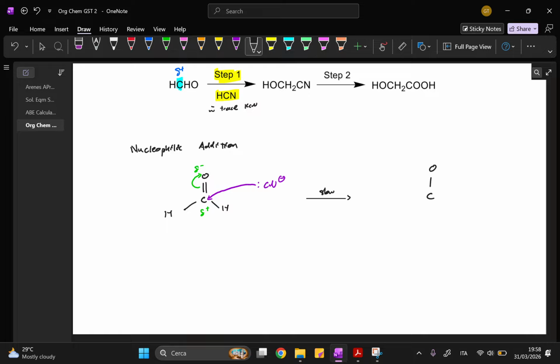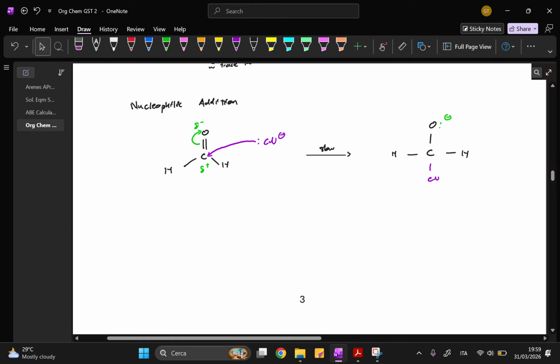Because my O has now gained one extra lone pair of electrons, we need to indicate a negative charge on the O. And then my H and my H stay the same, but now I have a CN that is bonded. So I form a tetrahedral intermediate that is an alkoxide ion. This O with the negative charge is an alkoxide ion, in case you haven't realized. And then, second step, we can just copy this over, more or less.